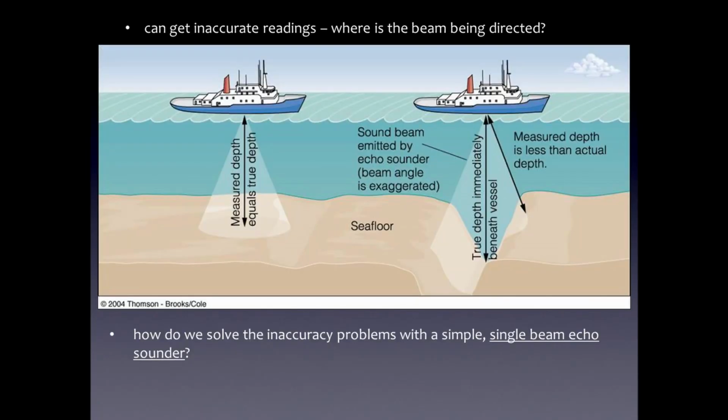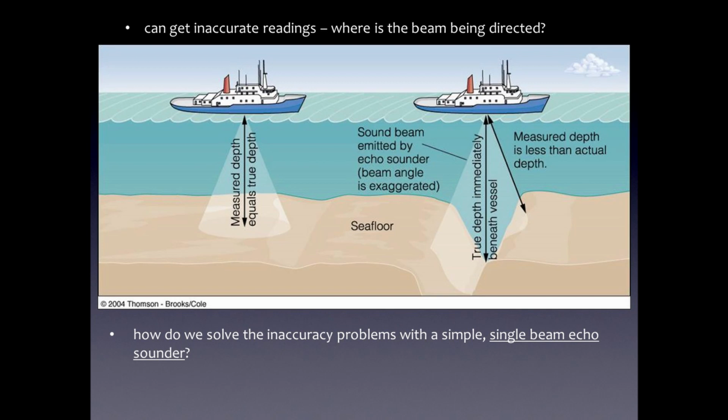So back to the echo sounder. Still an improvement over looking at the ocean floor using a rope with a rock tied to the end of it, but still getting inaccurate readings. One of these reasons is because you're using a single beam. Depending on where you're measuring or what the ocean floor looks like, the beam that bounces back can actually give you a measured depth that's less than the actual depth. And that's due to a number of different reasons.